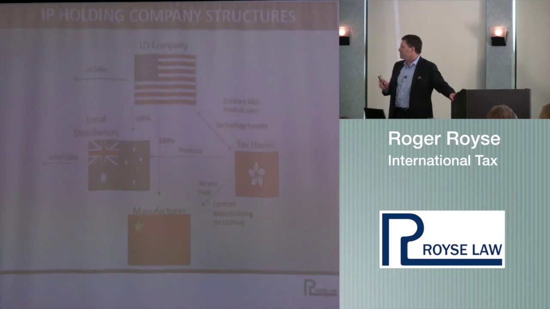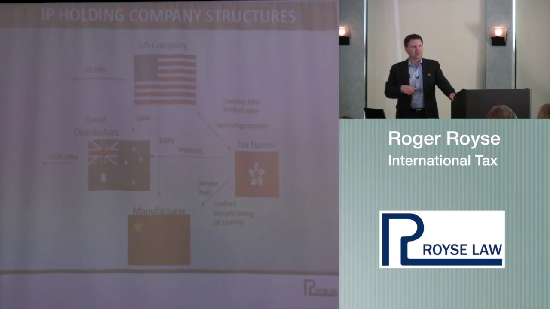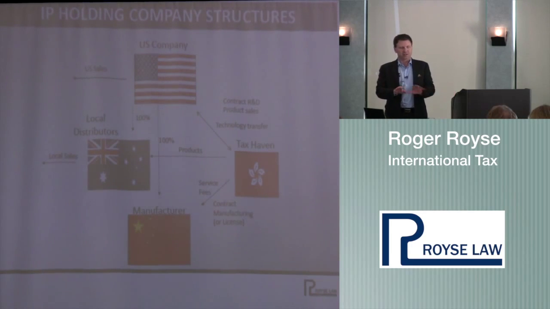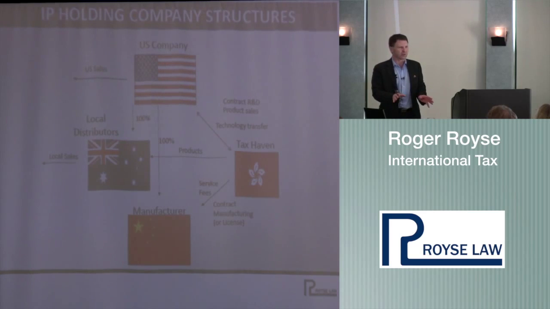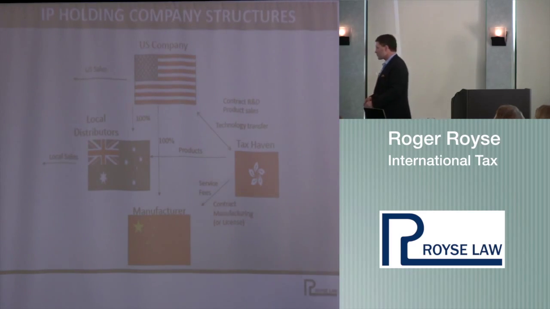The way around that is by making a check the box election for the European company. So is everybody familiar with check the box? The code allows a taxpayer, for certain types of entities, to simply elect to treat them as disregarded entities if they're wholly owned. Now, there's a list of corporations in the regulations they call per se corporations that you're just not allowed to be anything other than a corporation. But if you're not one of those per se corporations, you can check the box and be disregarded.